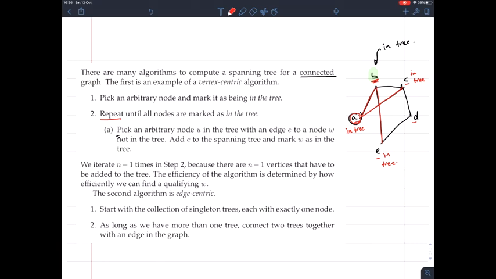Now notice, if I pick B as my starting point again, I don't actually have an edge that I can travel along to get to a vertex that's not in the tree. So I'll have to pick something else. You'd find the same problem if you picked A, but if you pick C or E, so let's just pick C, then we can take the edge that joins C and D, and we can claim that D is in the tree.